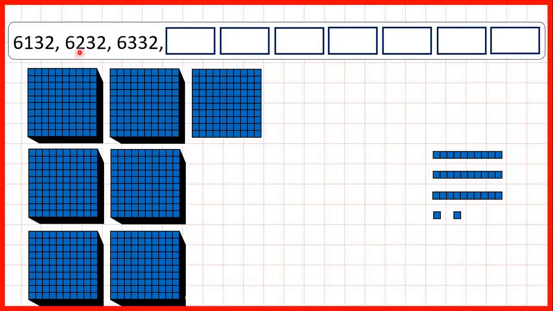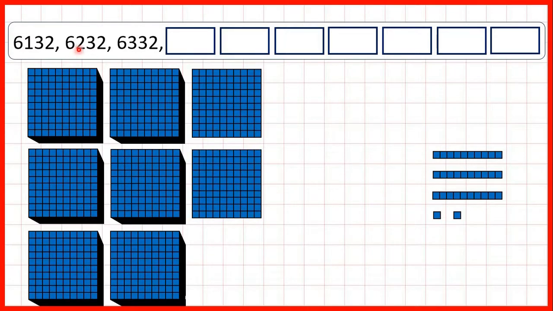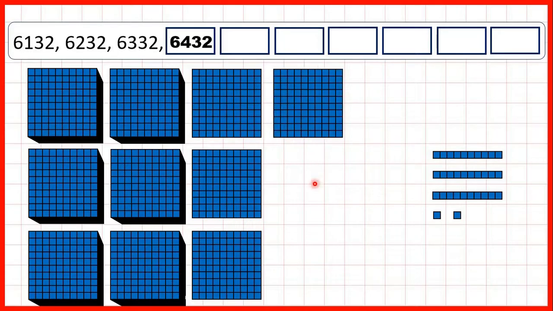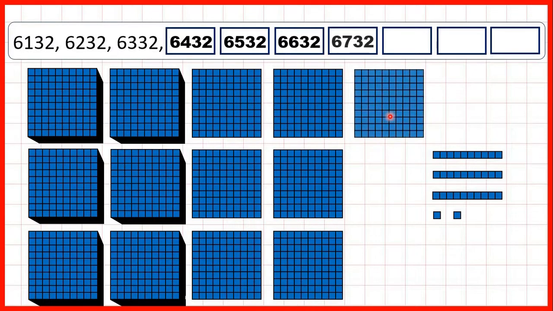Now we need to count on in hundreds from a 4-digit number. So here we start with 6,132. So we can see 6 thousands, 100, 3 tens and 2 ones. If we're counting on in hundreds, we're adding 100 each time. So next we have 6,232, 6,332, and we can keep on counting in hundreds.